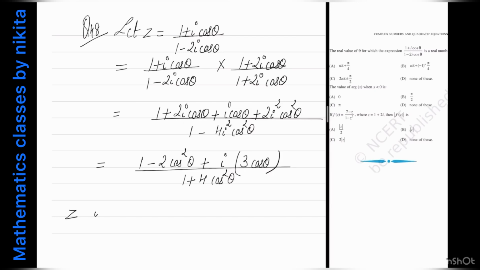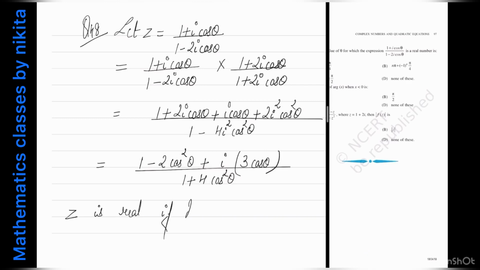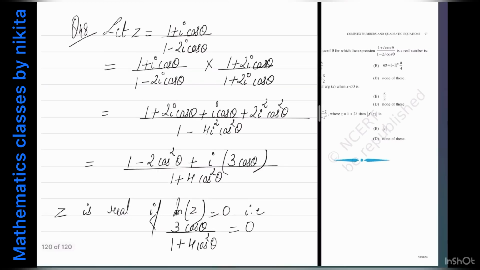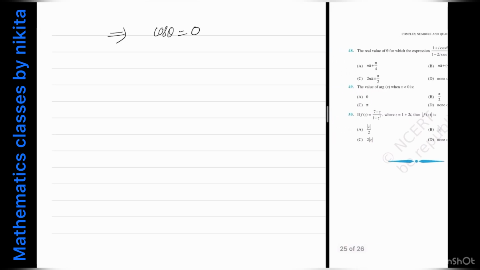Now z is, I want this to be a real number. So z is real if imaginary part of z is equal to 0. That is 3 cos theta divided by 1 plus 4 cos square theta is equal to 0. And what you get? This implies that cos theta is equal to 0 because 3 is not equal to 0. So now the real value of theta.